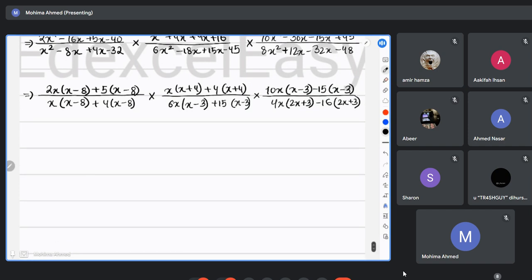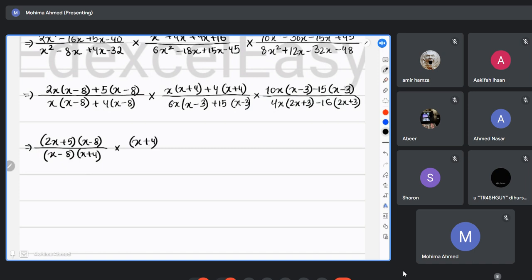So from this point onwards, lastly, I will just write this as 2x plus 5 and x minus 8 in the roots format, right? This is your roots format with the factorization. And then again, x minus 4, x minus 8 in the denominator. Moving on to the second fraction.